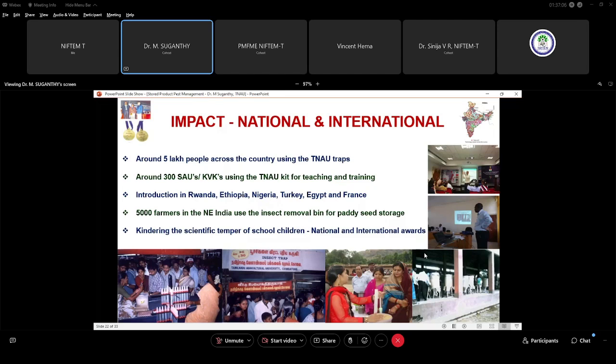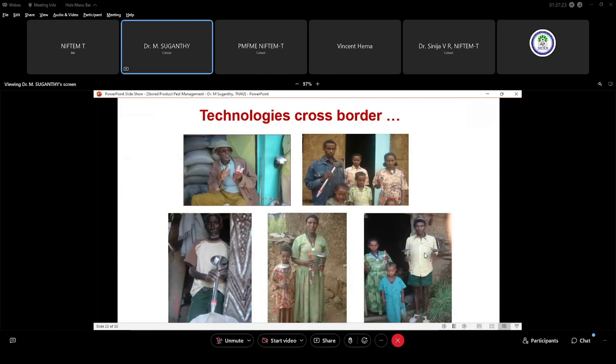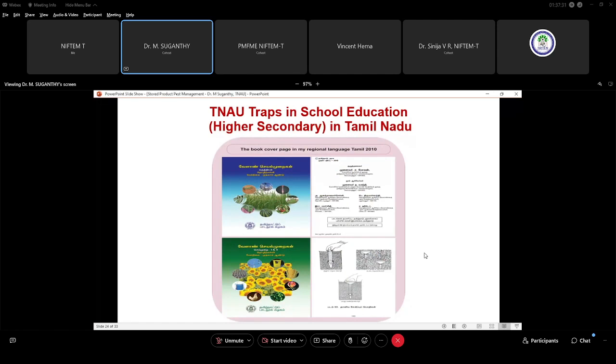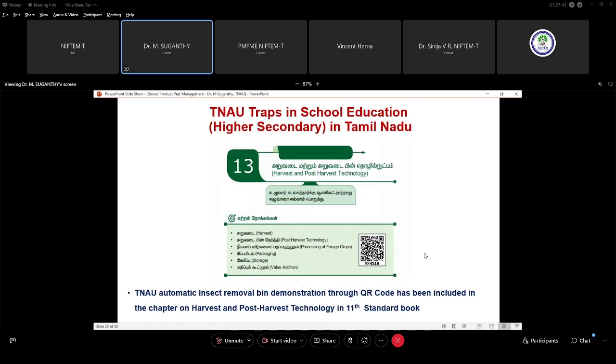In Northeast India, around 5,000 farmers are using this insect removal bin for paddy seed storage. Apart from this, these devices have kindled the scientific temper of school children also, and several children got national and international awards based on this. So this technology has crossed borders, out of India. And apart from this, these TNAU traps have been included in school education also, especially in the 11th standard book. If you see the state board book, we can see about these traps also.